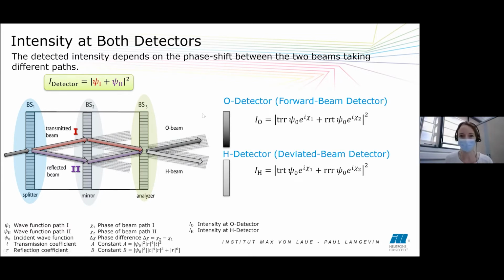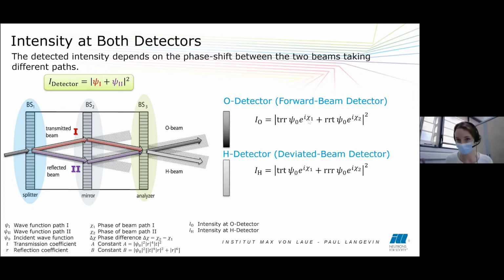So the O detector, shown here, as I said, detects the forward beam. And as shown on the previous slides, in order to reach the O detector, the wave from path 1 gets transmitted, reflected, and then reflected again, which gives rise to these coefficients T, R, R, where T is transmission and R stands for reflection. The wave from path 2, however, also gets reflected twice and transmitted once. That means that the amplitude and the phase of the wave function in the forward direction behind the empty interferometer are composed of equal parts coming from path 1 and path 2.